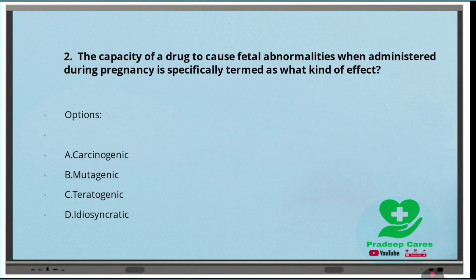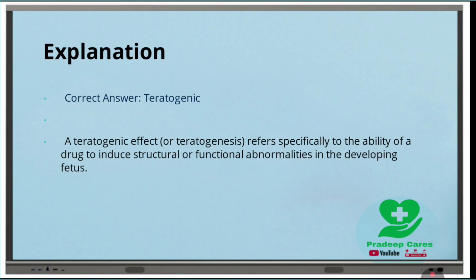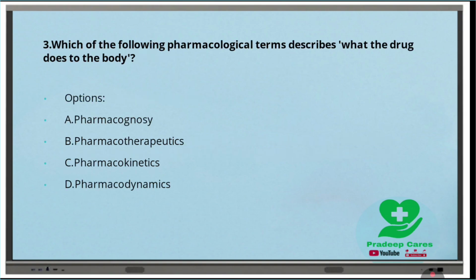Next question. The capacity of a drug to cause fetal abnormalities when administered during pregnancy is especially termed as what kind of effect? Options are option A carcinogenic, option B mutagenic, option C teratogenic, and option D idiosyncratic. The correct answer is option number C teratogenic. Explanation. A teratogenic effect or teratogenesis refers especially to the ability of a drug to induce structural or functional abnormalities in the developing fetus.